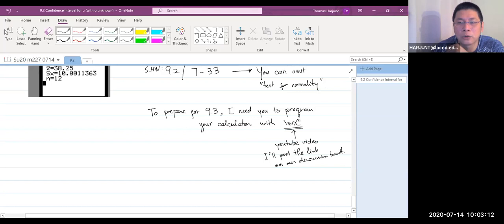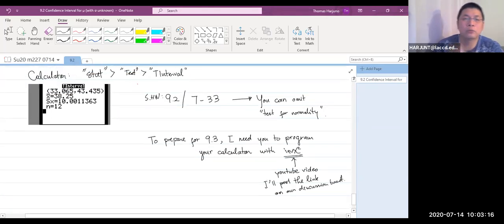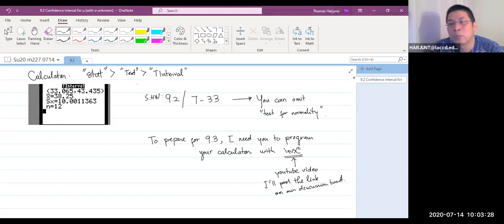Okay, so tomorrow when you come to class, you are ready with this. You already programmed that into your TI-84. The thing is, even the TI-84 doesn't have this inverse chi-square distribution. Again, I will post that link on our discussion board. I will say explicitly, watch this and program it into your calculator. Okay, then that's for today.